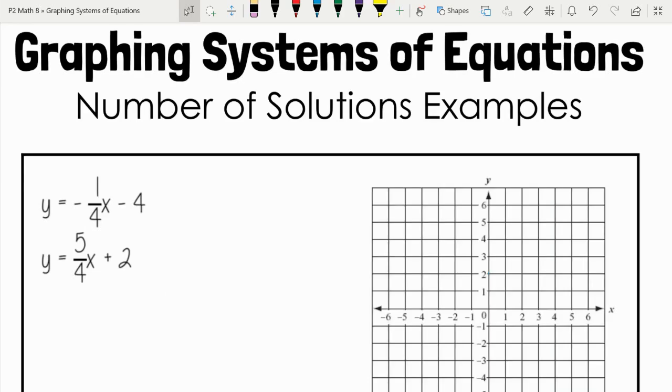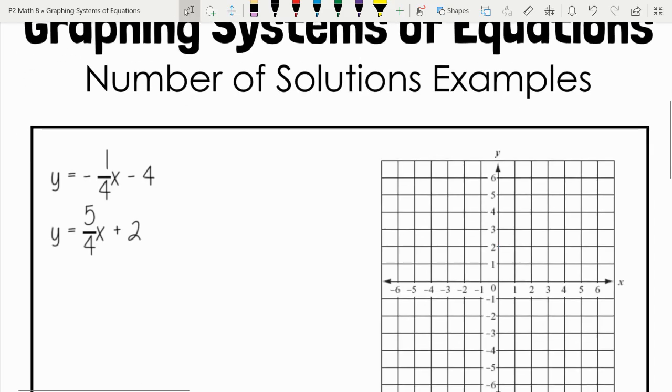All right, guys, so today we are continuing our notes for graphing systems of equations. Today we're going to go over different cases of systems of equations where we may have a different number of solutions than what we have been practicing. So far, every system of equations we've gone over has had one solution because when we graph it, we see it intersect one time, but that's not always going to be the case.